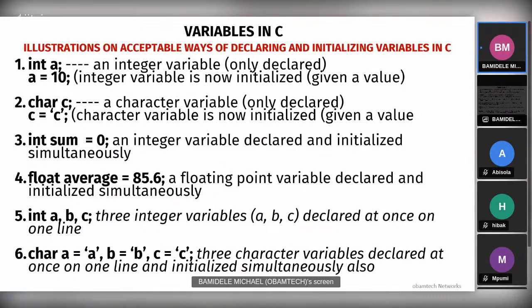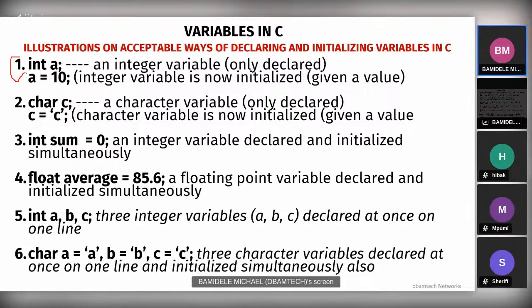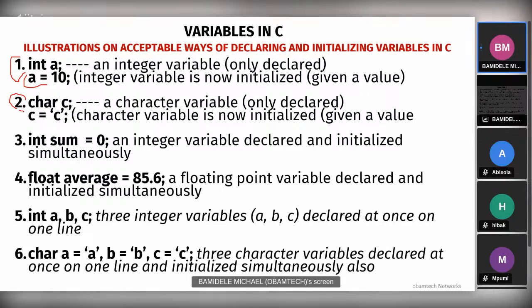These are other acceptable ways of declaring a variable in C. You can declare a single variable without initializing it and then initialize it later. This is for an integer, and the same pattern applies to a character variable. You declare it first and then assign a value to it later. You can also decide to declare a variable and initialize it simultaneously, at the same time. So an integer variable declared and initialized at the same time. This is a float variable, the same example.